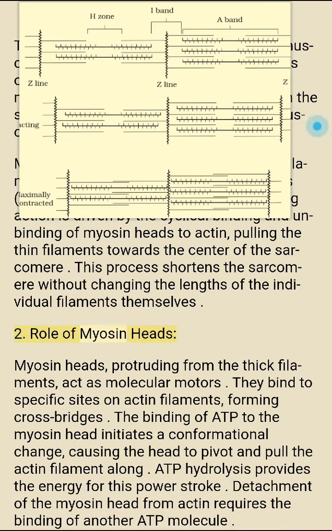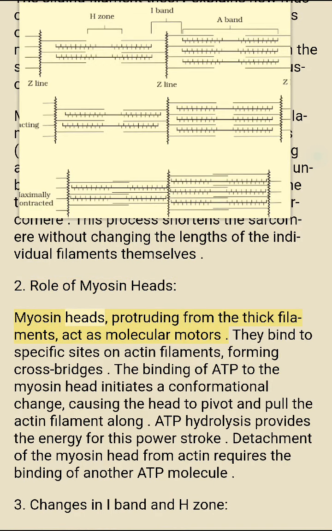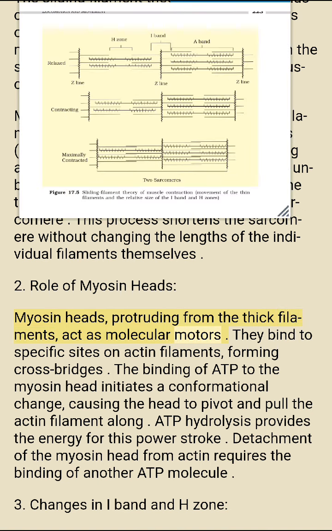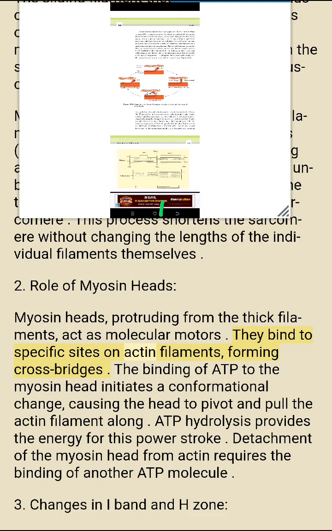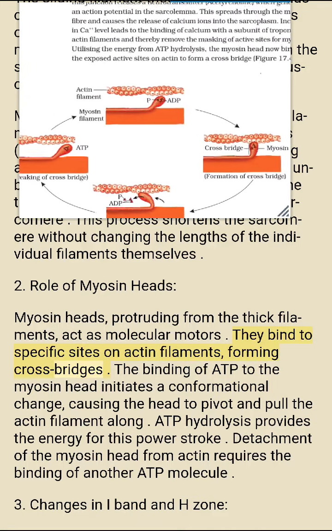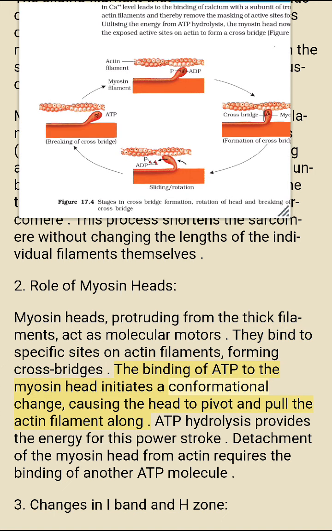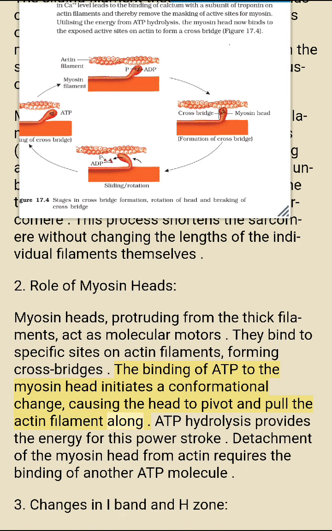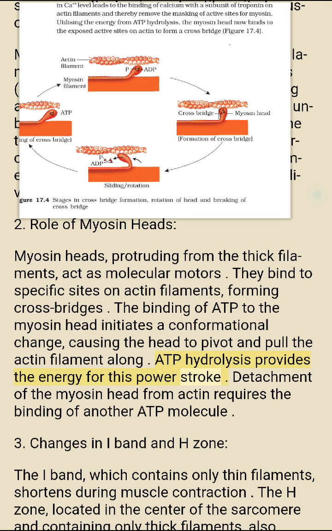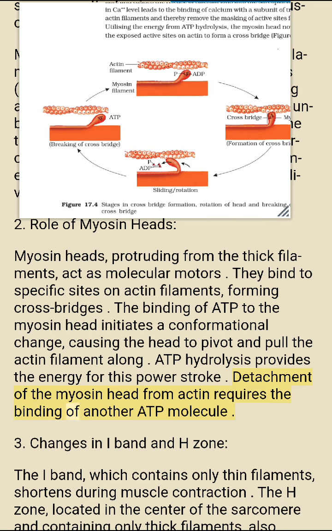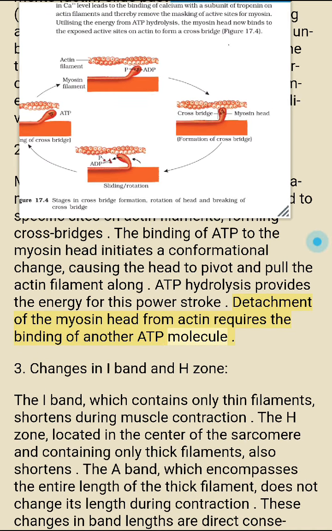2. Role of myosin heads. Myosin heads, protruding from the thick filaments, act as molecular motors. They bind to specific sites on actin filaments, forming cross bridges. The binding of ATP to the myosin head initiates a conformational change, causing the head to pivot and pull the actin filament along. ATP hydrolysis provides the energy for this power stroke. Detachment of the myosin head from actin requires the binding of another ATP molecule.